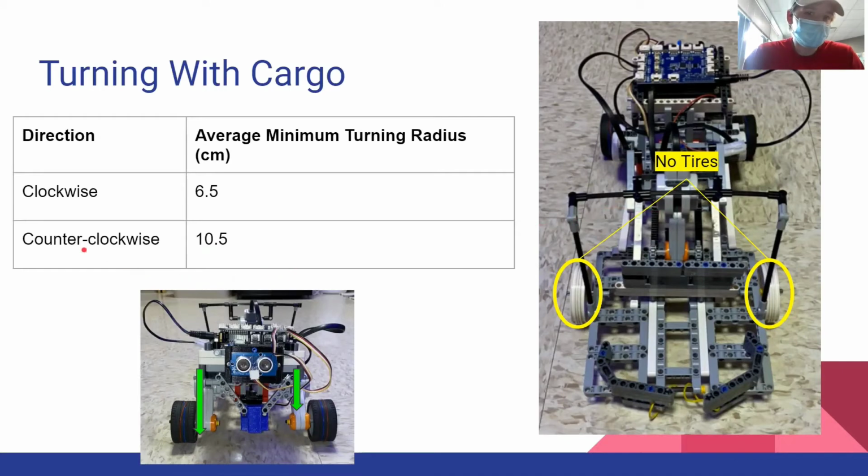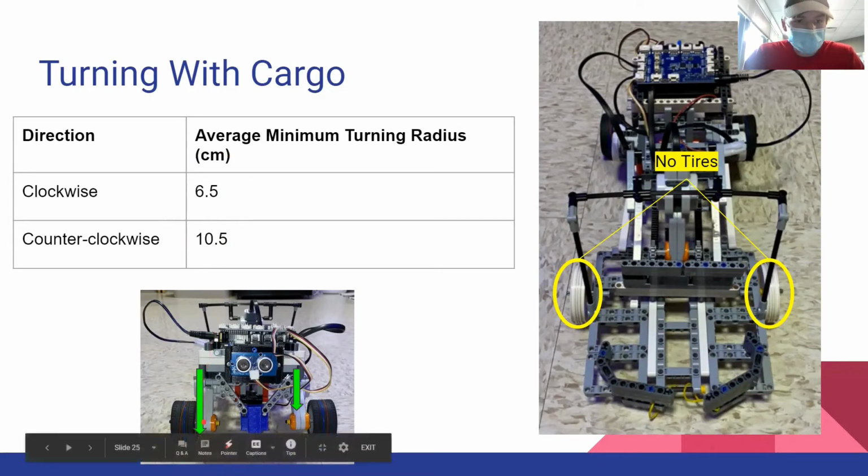As you can see in our turn test, we had an average minimum turning radius of 6.5 centimeters in the clockwise direction and 10.5 centimeters in the counterclockwise direction. This is pretty good. This is pretty low, although you may notice that there's quite a big margin of 4 centimeters between these two. And we found the reason for this to be an imbalance in the weight distribution at the front of our macro.